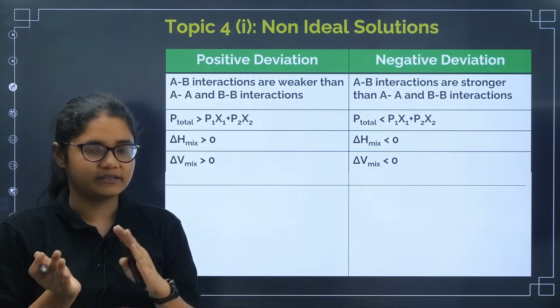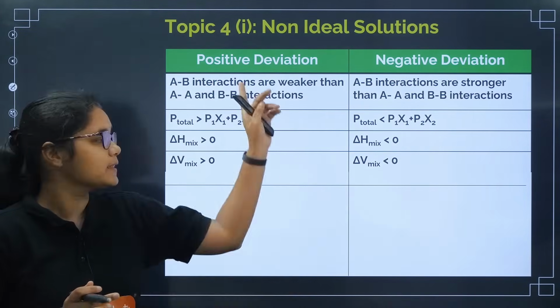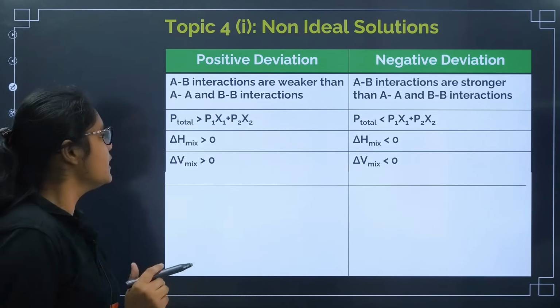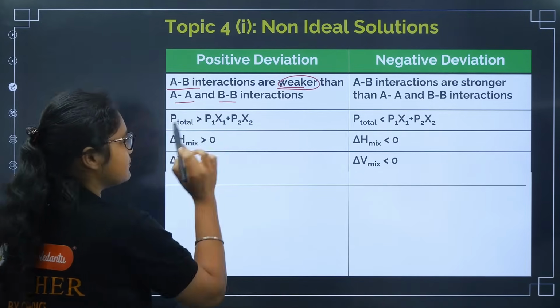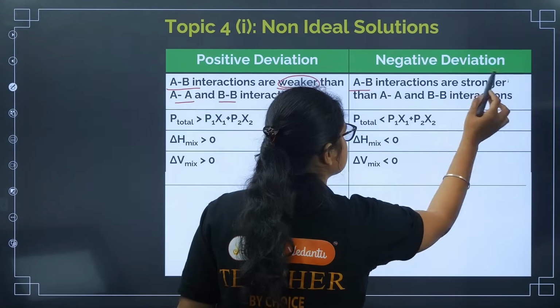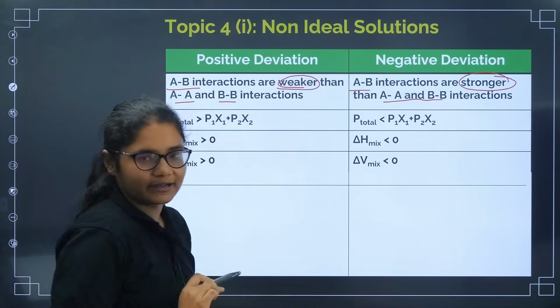There are two types of deviation, positive deviation and negative deviation. These points are also very, very important. So first, in positive deviation, AB interactions are weaker than AA BB interaction. Here, in negative deviation, AB interactions are stronger than AA BB interaction, right?